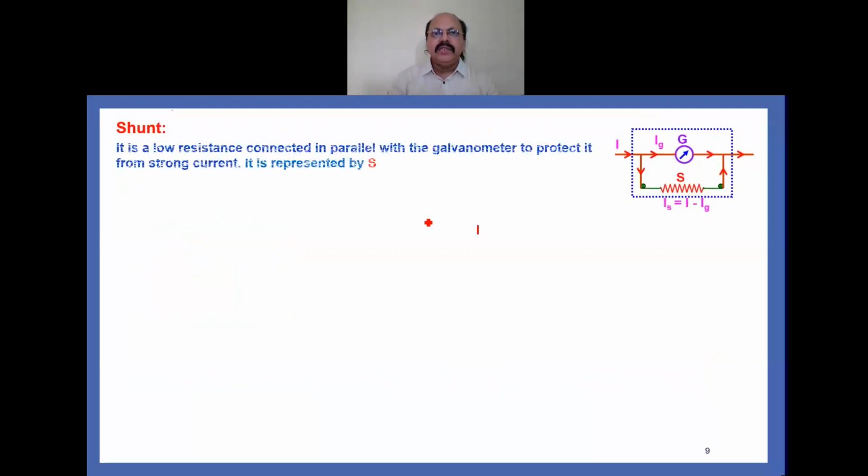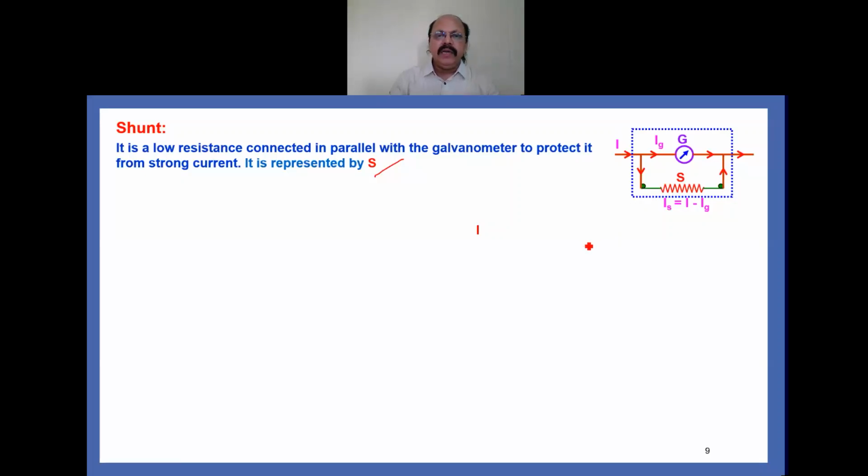Now shunt. Shunt is basically a low resistance connected in parallel with galvanometer to protect it from strong current, and it is represented by S. You can see here, this is a galvanometer symbol whose resistance is capital G, and a low resistance connected in parallel to the galvanometer is known as shunt. When a current I comes into the galvanometer, it divides into two parts. Ig goes to the galvanometer and the rest of the current passes through the shunt. That's why we say that it protects the galvanometer from the strong current.